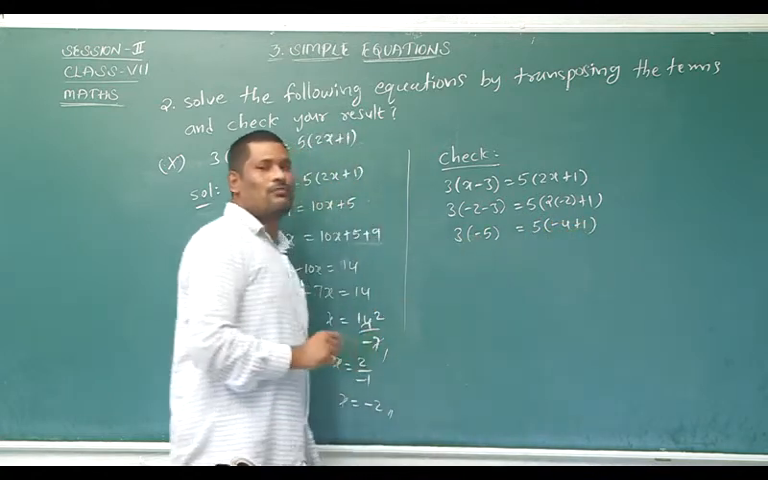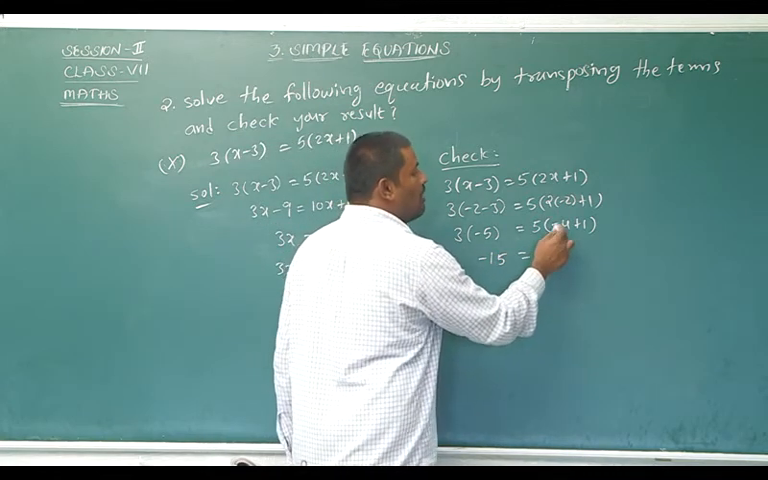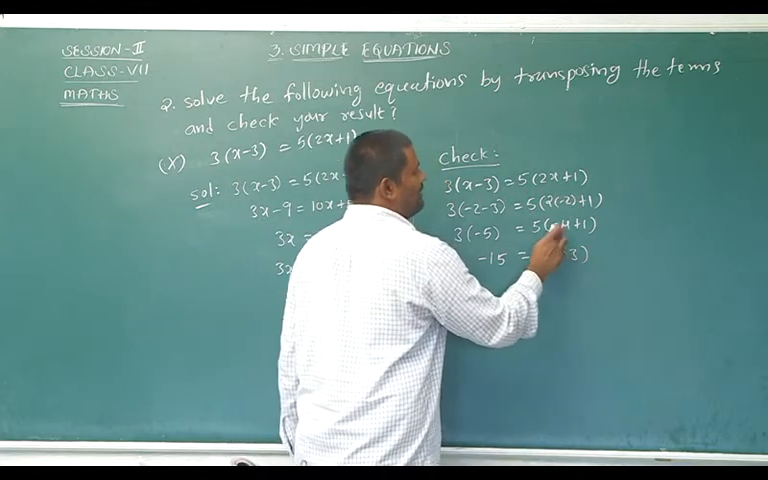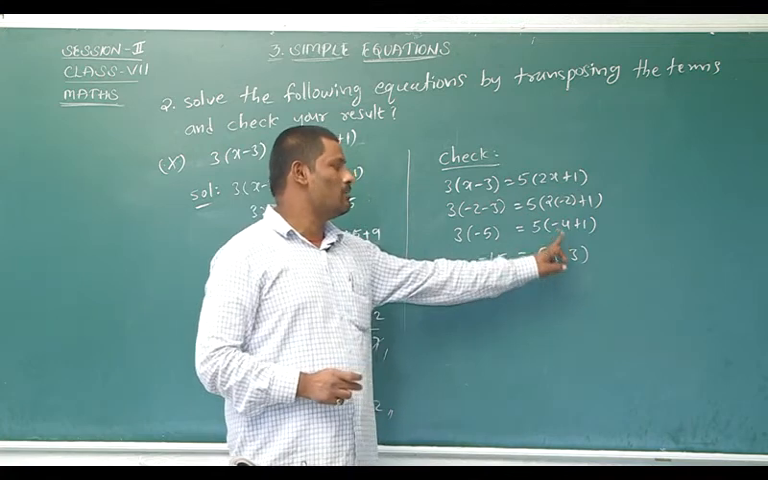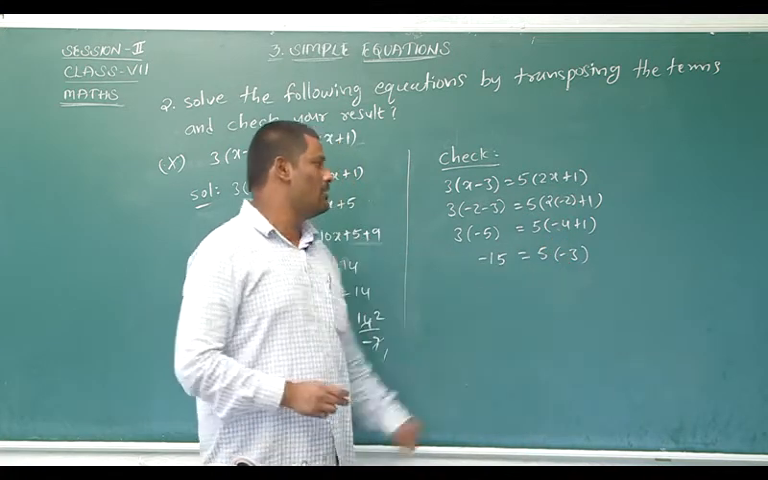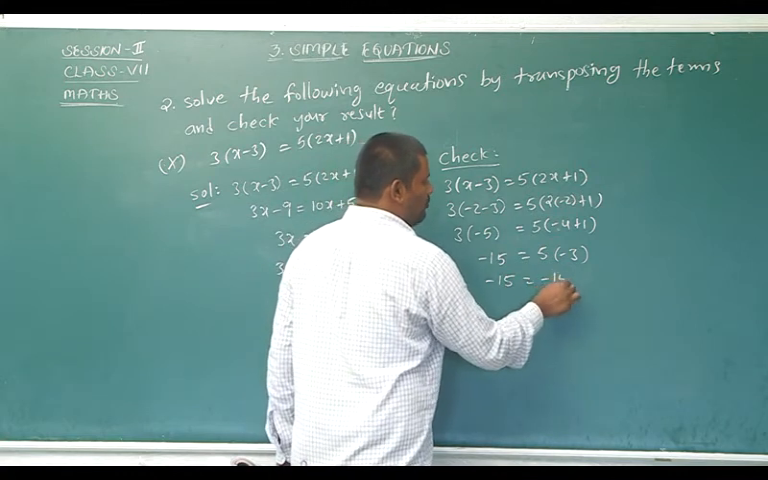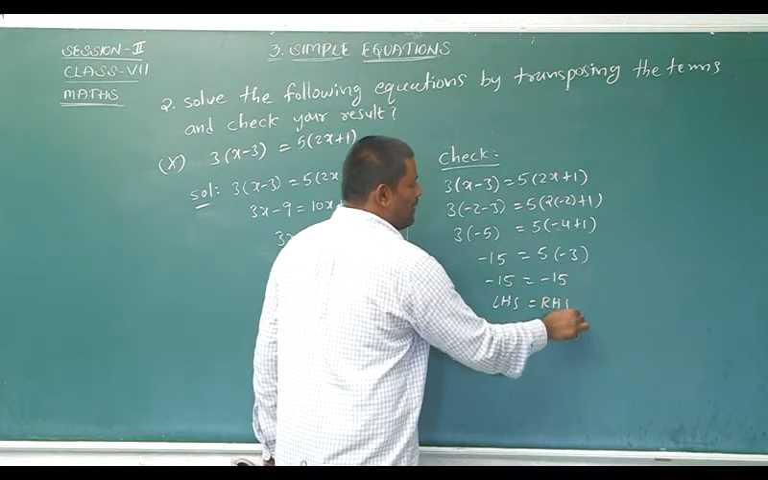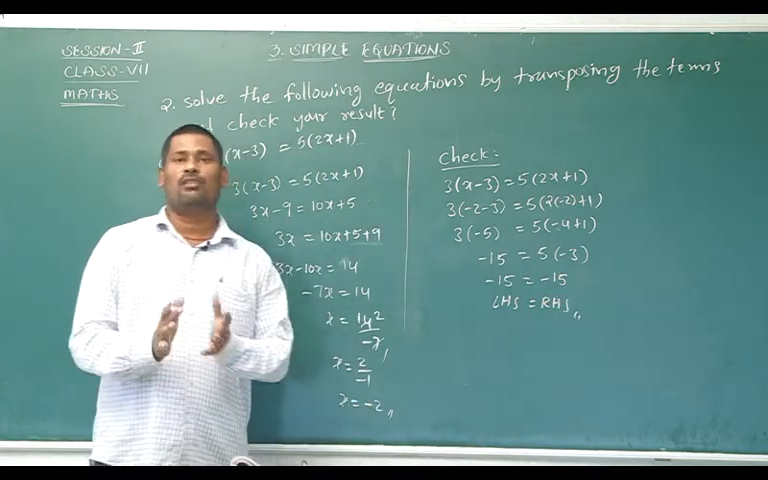3 into minus 5 equals minus 15 here. So that is equal to 5 of minus 4 plus 1, I get minus 3, because one is negative, one is positive. We do the subtraction. 4 is the greater number, it has minus, and that's why we get a minus in the answer. So minus 15 equals 5 into minus 3 equals minus 15. Finally we got LHS equals RHS. So by this we can conclude that x equals minus 2 is the solution of the given equation.